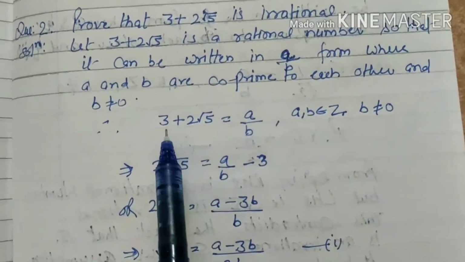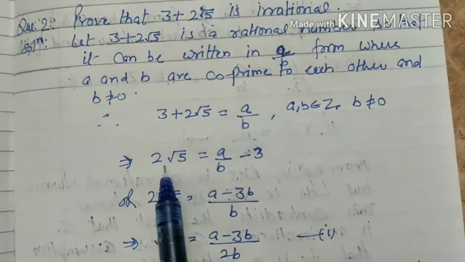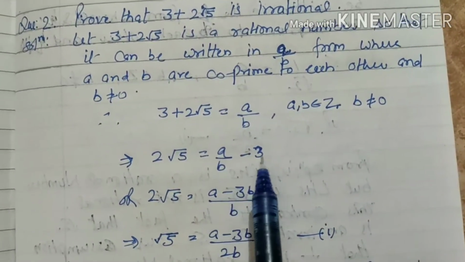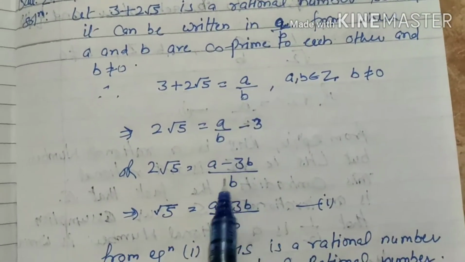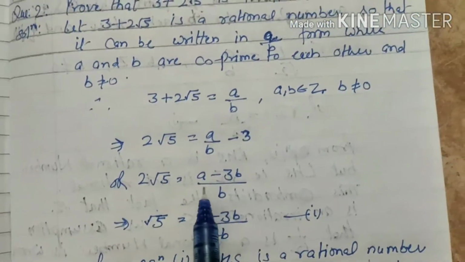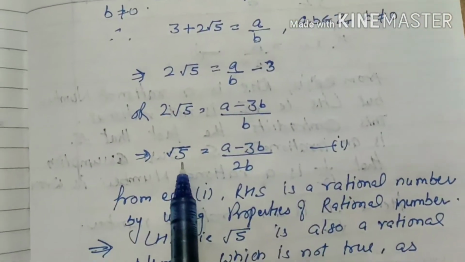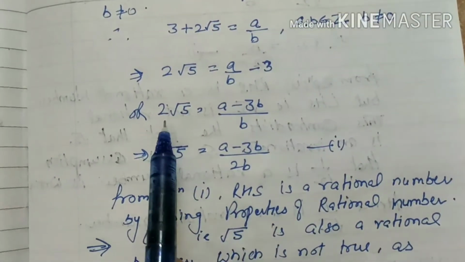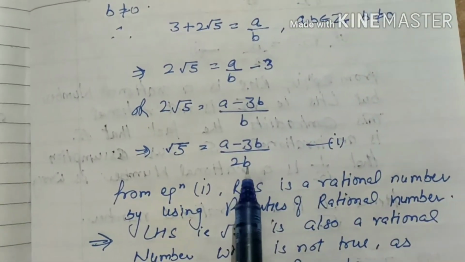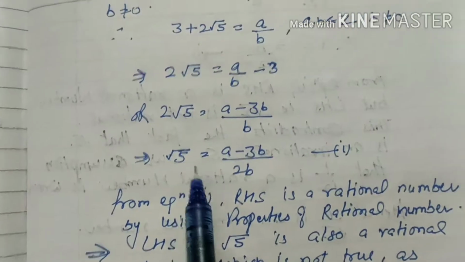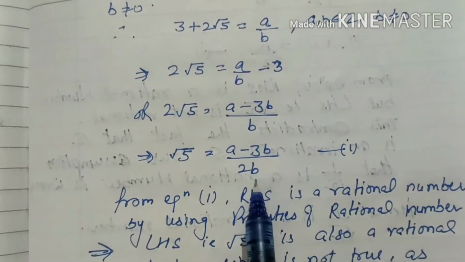So now transpose this 3 to the right hand side, it becomes 2 root 5 equals a by b minus 3. After solving you can see on the left hand side 2 root 5 and on the right hand side a minus 3b upon b, implies root 5 will be equal to a minus 3b, and 2 will be transposed to the right hand side and become reciprocal. So here root 5 equals a minus 3b upon 2b.